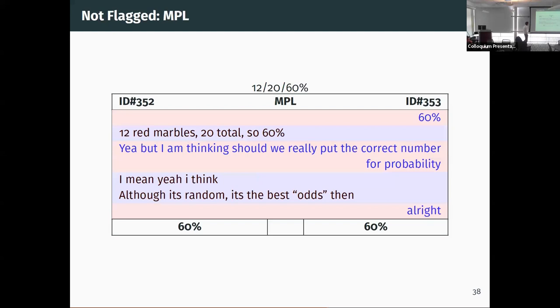Here's one that wasn't flagged, to give you maybe a false negative. So here are 12 marbles, coins, and 60% that I got right. I'm thinking, should we really put the correct number for probability? I mean, yeah, I think, although it's random, it's the best option. All right, so they didn't deviate. This person kind of talked about deviating, but they didn't actually deviate. So our coders did not flag this, but this could be one more data point that might be evidence of deviation.